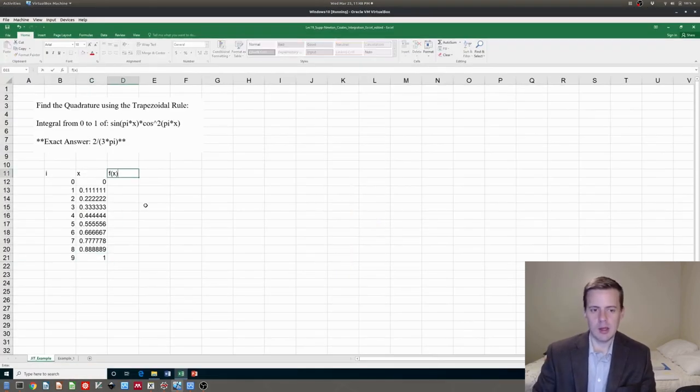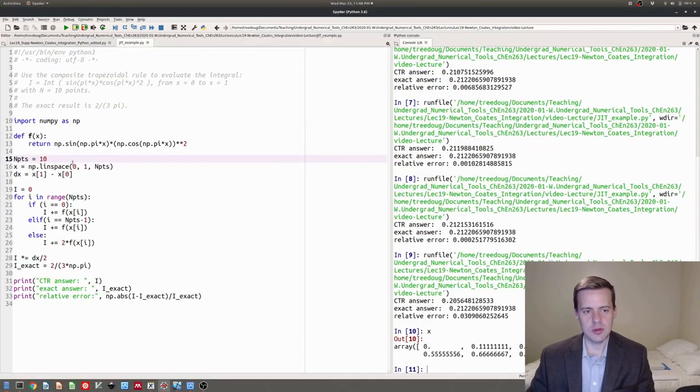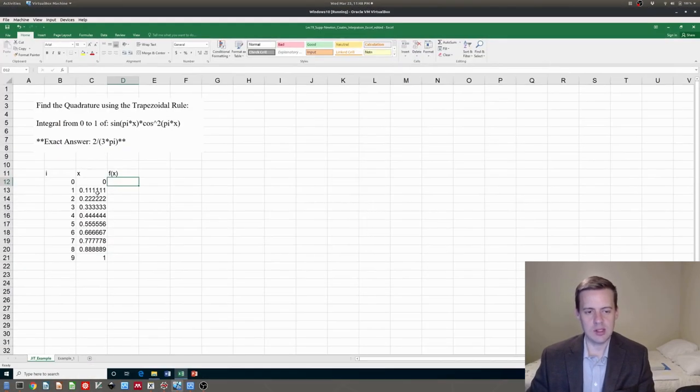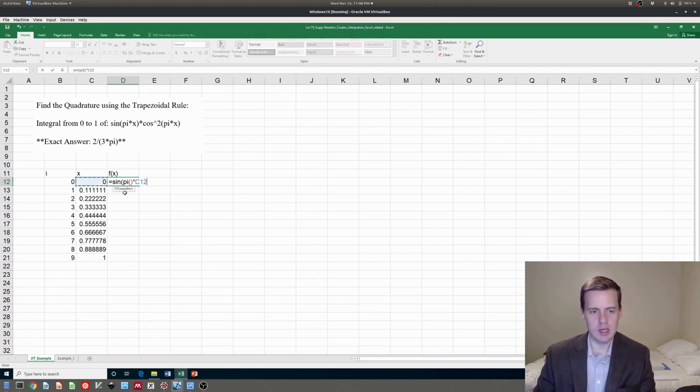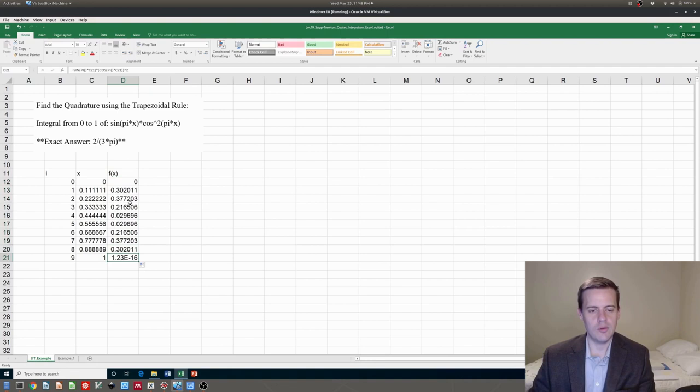All right. Now I need to evaluate f of x, right? So I need to be able to plug that in and evaluate f of x at all of these different points. So this is going to be sine of pi times x multiplied by cosine of pi times x, and that cosine is going to be squared, with a different way of doing squared in Excel. Remember that pi is a function in Excel. And I can copy and drag that one down. Now I've evaluated the function at all those points.